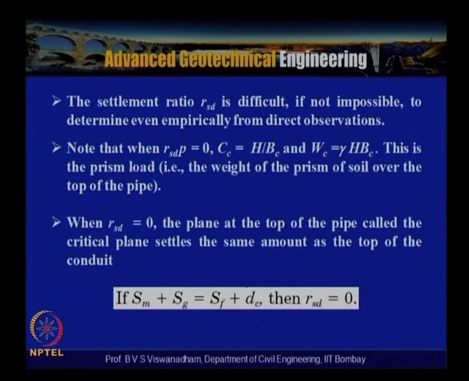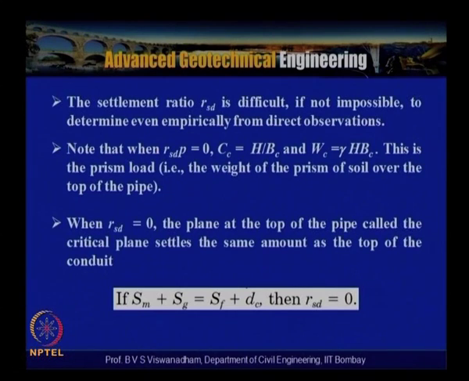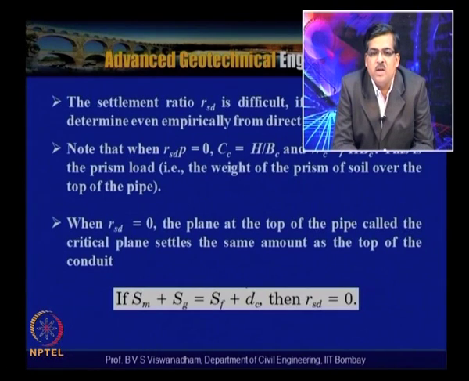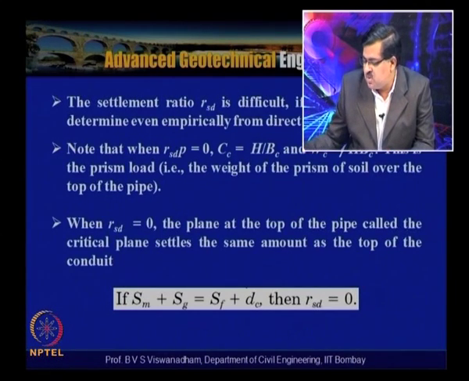When RSD is equal to 0, the plane at the top of the pipe is called the critical plane, and it settles by the same amount as the top of the pipe. That means if Sm plus Sg is equal to Sf plus Dc, the side soil and the soil above the pipe settle equally, and then RSD is equal to 0. If Sm plus Sg is equal to Sf plus Dc, then the settlement ratio will be 0.